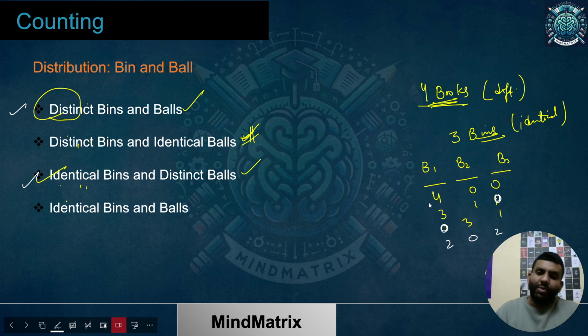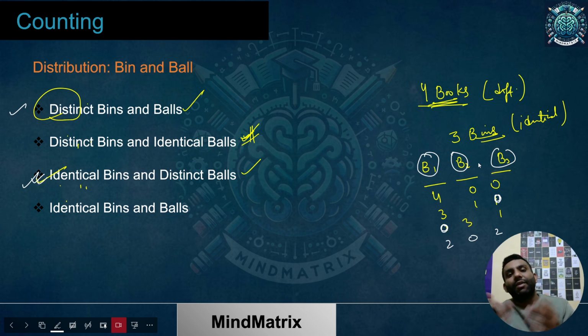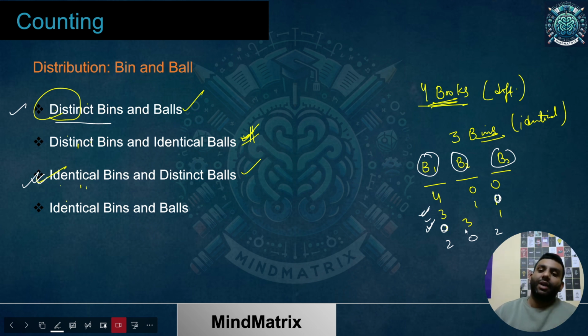The only difference would be, see over here, this is B1 B2 B3. I am able to identify that these boxes are different, but in the other case B1, B2 and B3 are the same, I can't identify them. See the example for B1: for these two cases, the first part with distinct bins and balls is different, because over here I was putting 3 books in B1, and in the second one I was putting 3 books in bin 2.